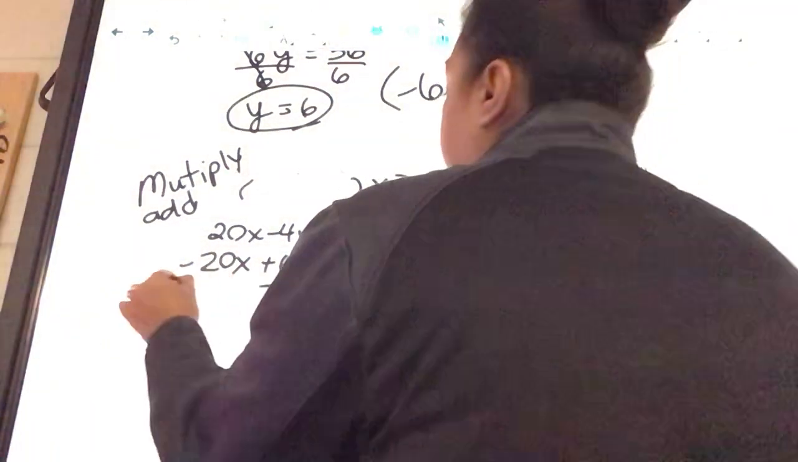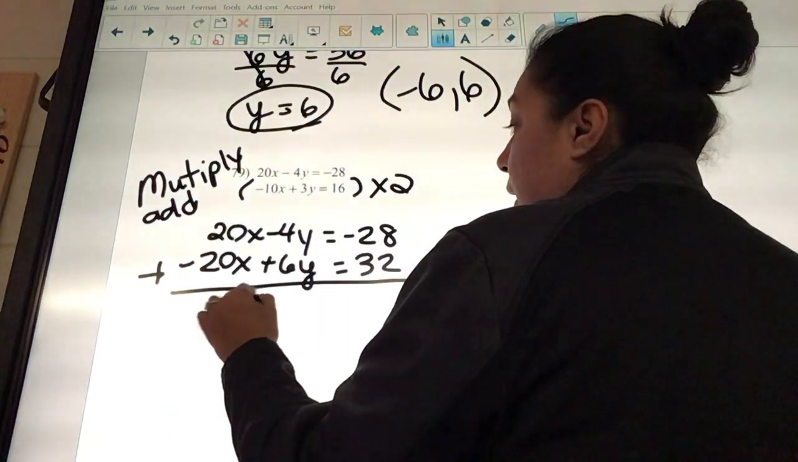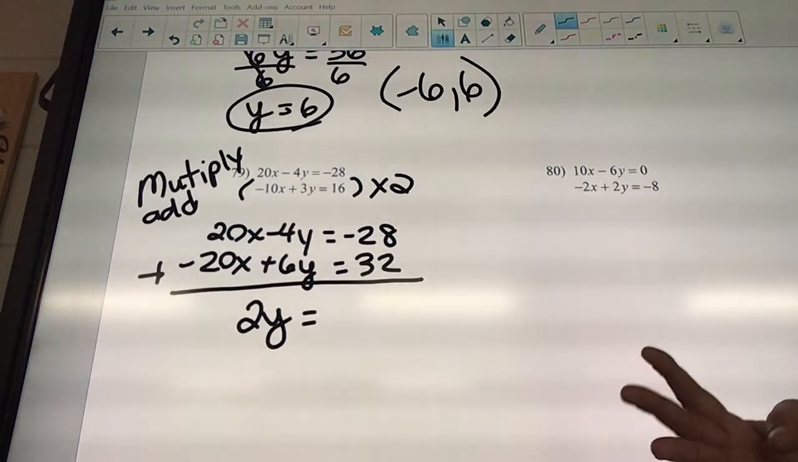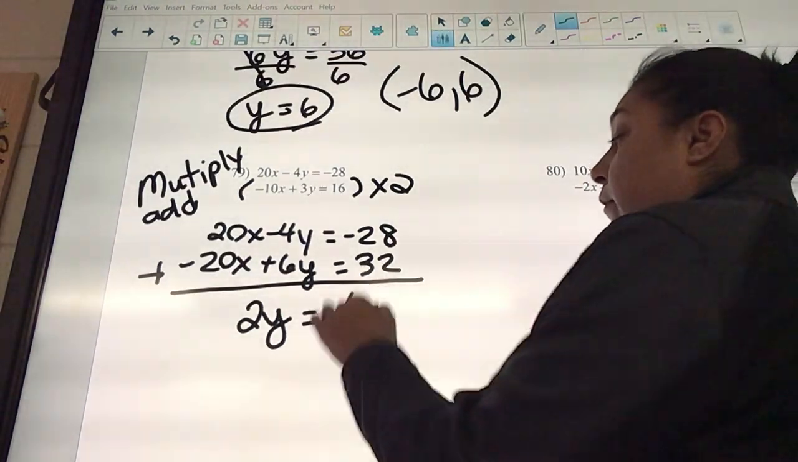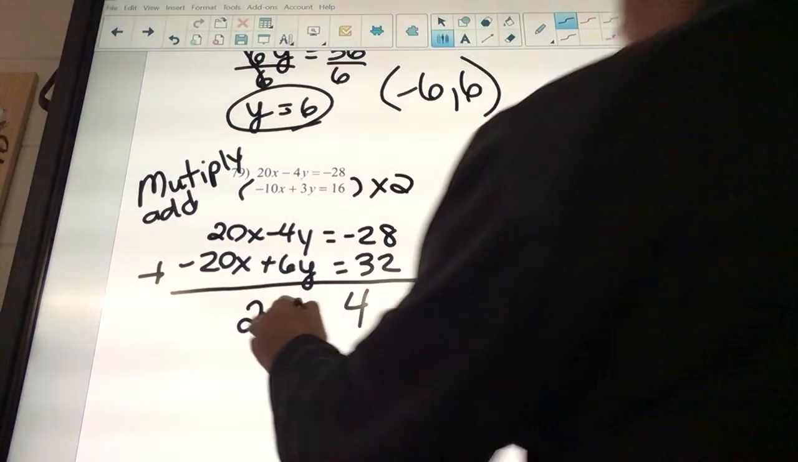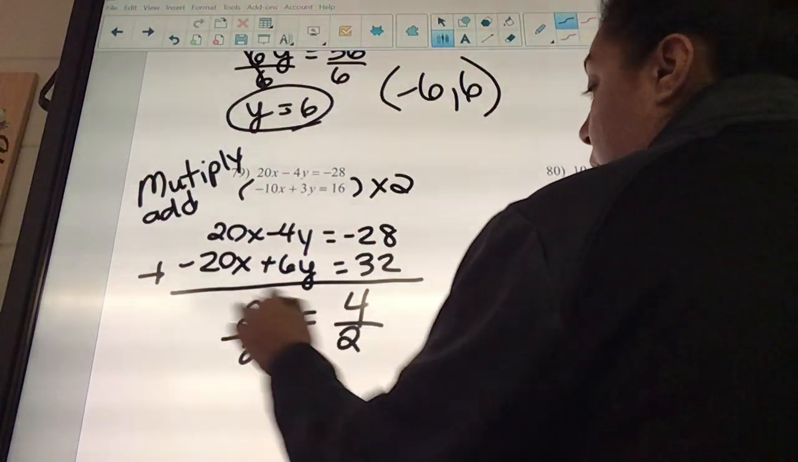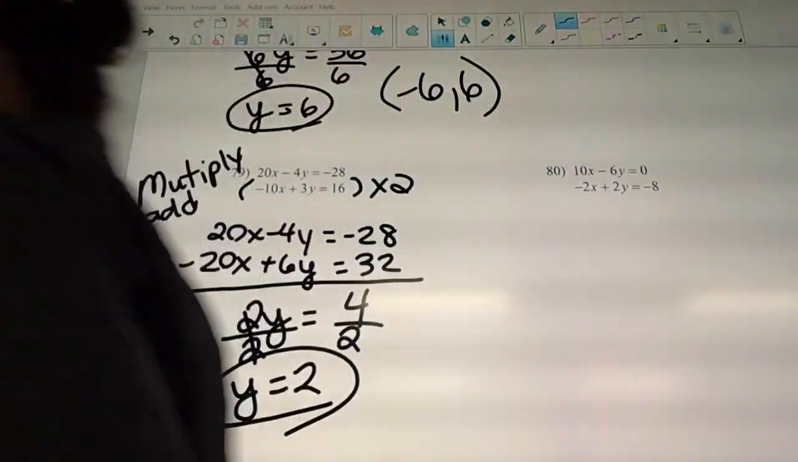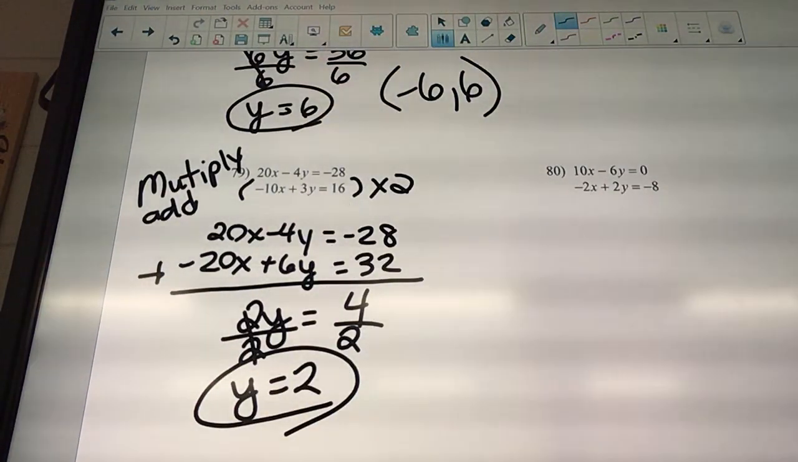Okay, and then we can add these two equations together, and I'm going to get a 2y equals 4. Okay, and then I'm going to divide by 2 on both sides. Okay, and that's going to give me a 2.